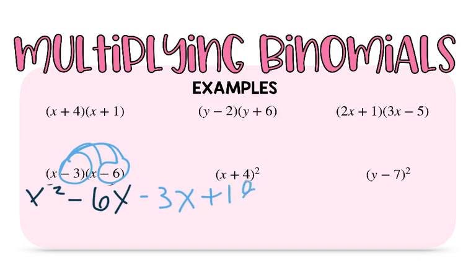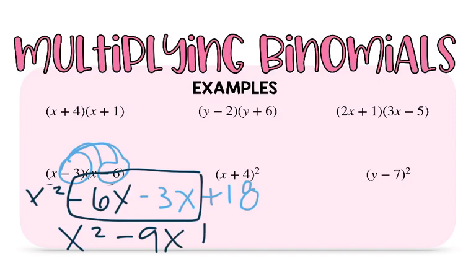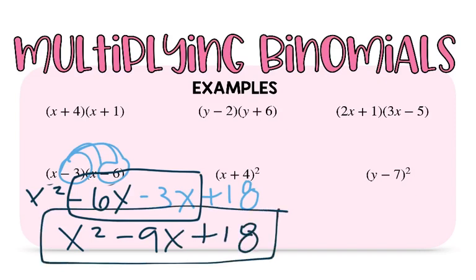All right, and what can I combine together here? Negative 6x and negative 3x can combine together to give me negative 9x. And so here's my final answer, and that's a trinomial. All right, pause the screen if you need to look at that, and let's keep moving.